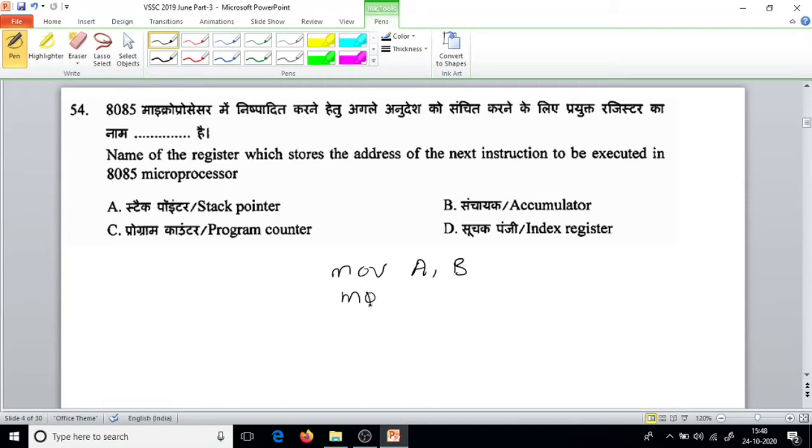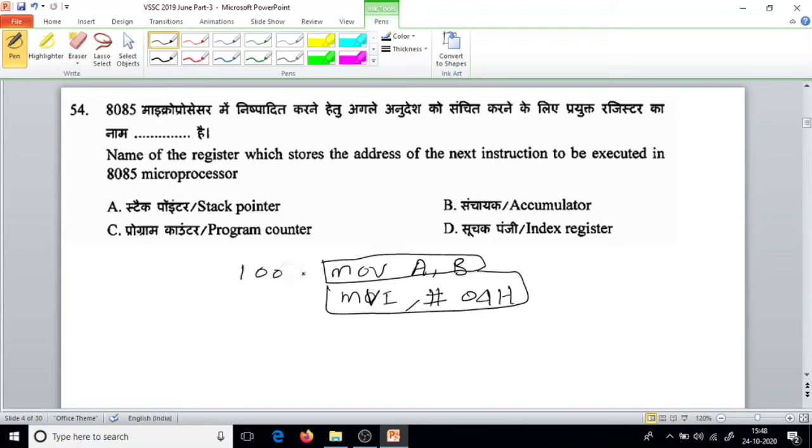Move A comma B. Move immediate, one number to it, right? 04H. So these are the two commands, two microprocessor instructions. So it will be stored at 1000, and it will be stored at 1002H, like this. These are the memory locations where they are stored.